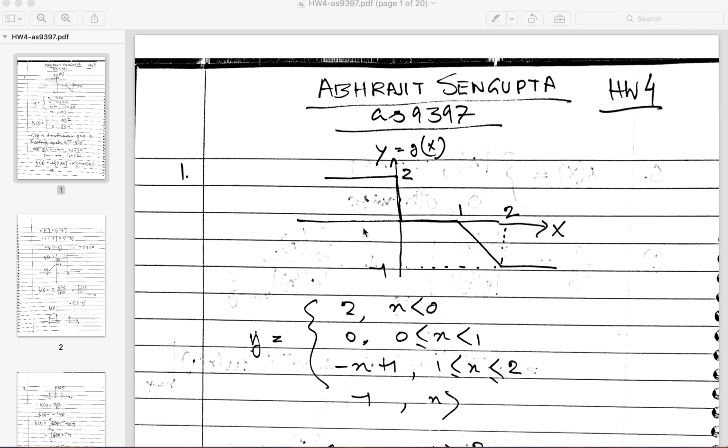Question number 1 says if Y satisfies these values, then we need to find out the values of capital Fy and small fy with respect to capital Fx and small fx. The value of the random variable Y is 2 when x is less than 0, 0 when x lies between 0 and 1, minus x plus 1 when x lies between 1 and 2, and minus 1 when x is greater than 2. Sorry, this is a mistake.